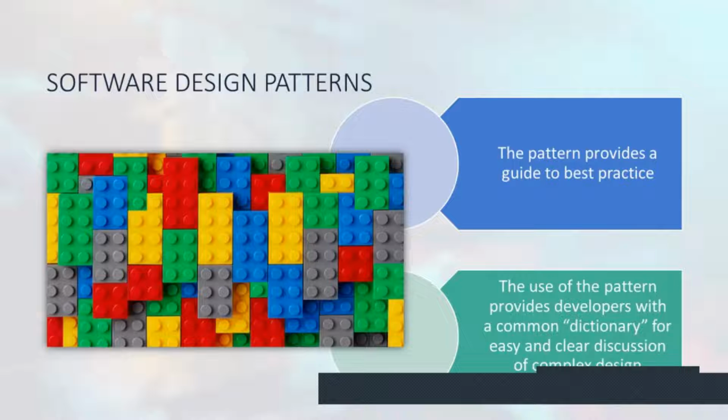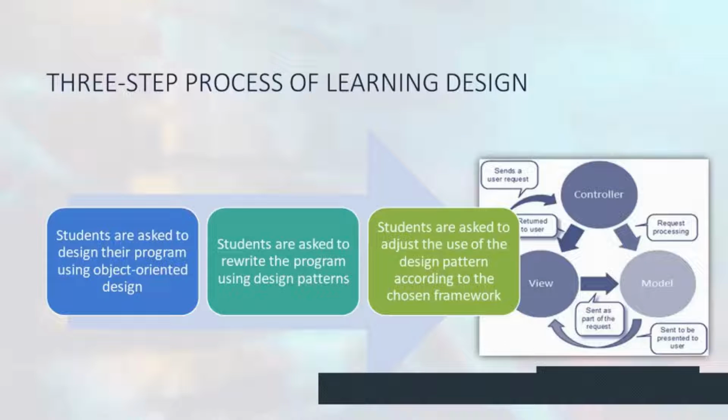The interim evaluation of the project was performed according to the level of expediency and the number of used design patterns, and the final according to the level of creativity of the whole project. The authors propose a three-step process of learning design. First, students are asked to design their program using object-oriented design. Using the formulation of the problem, students are encouraged to use object-oriented thinking and previous experience to create objects, classes, responsibilities, relationships, methods, and other UML entities.